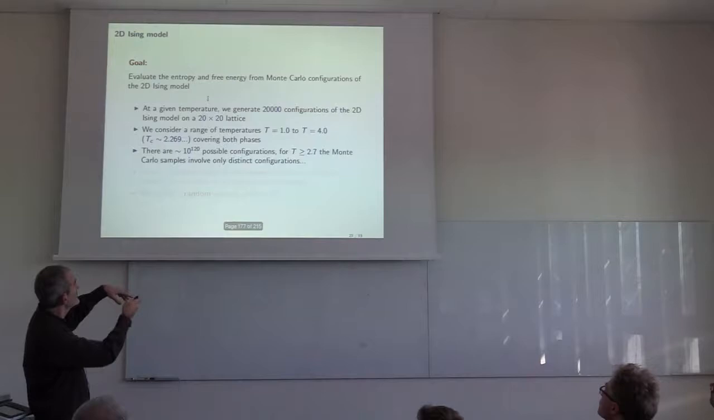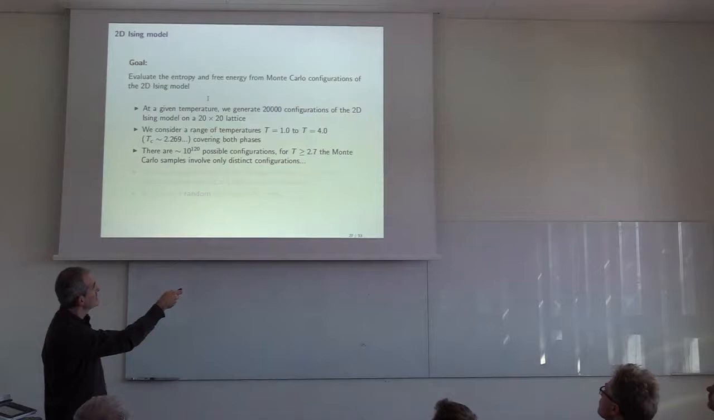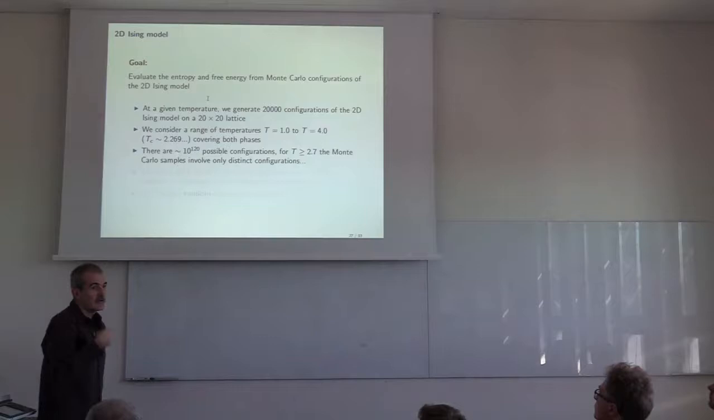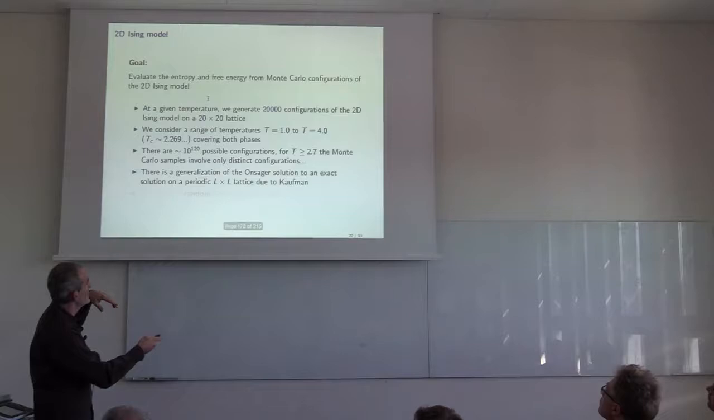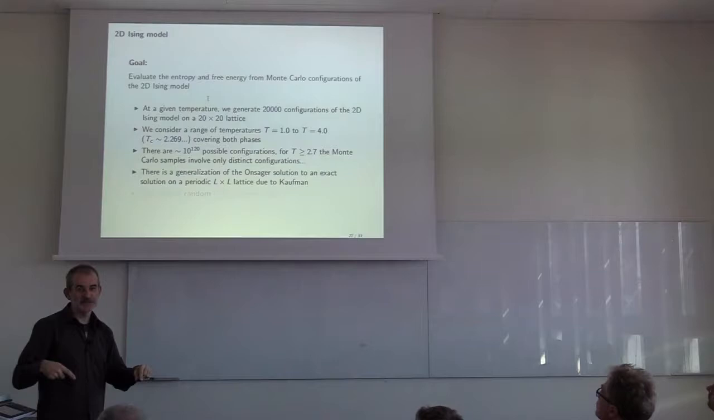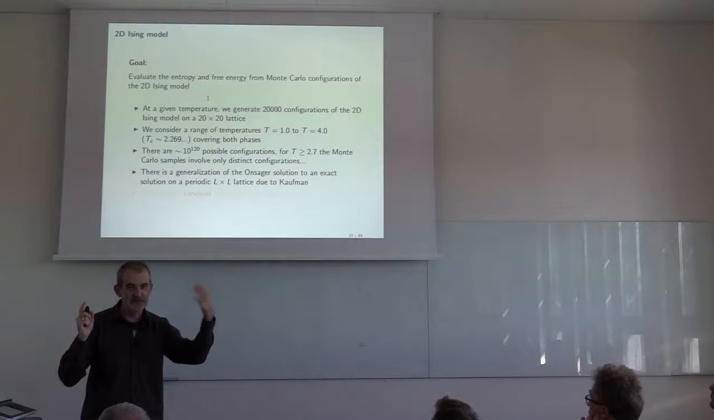And as I said before, there are lots of possible configurations, 10 to the 120. And in fact, for temperatures greater than 2.7, in those generated samples, I checked that all configurations are distinct. So we cannot use any counting-based estimates. And what's nice about using this model is, of course, that apart from the Onsager solution, there's also a refinement by Kaufman, which gives an exact solution for a finite L by L lattice. So one can be really extremely precise, and everything is just analytic. So using Mathematica, one can get exact predictions for this particular lattice size.